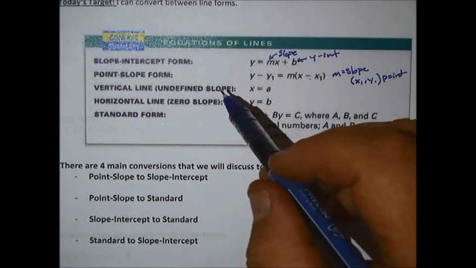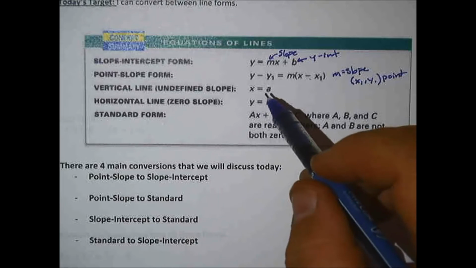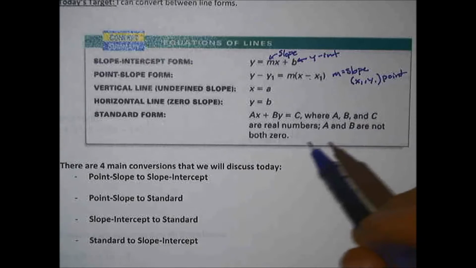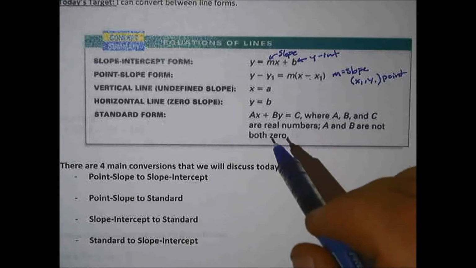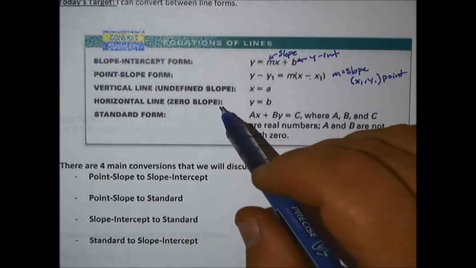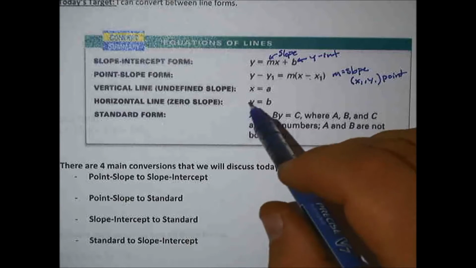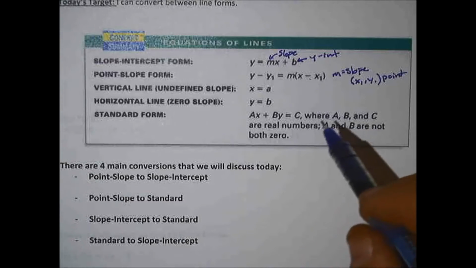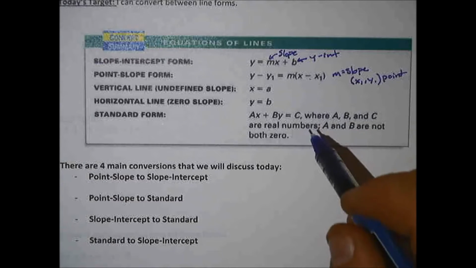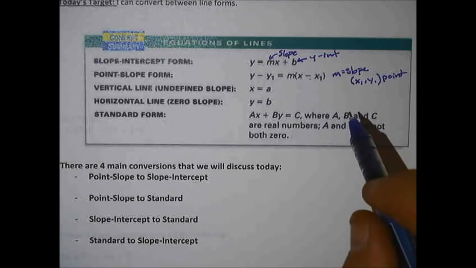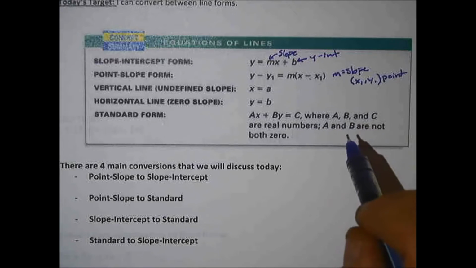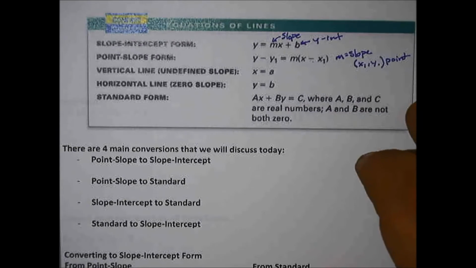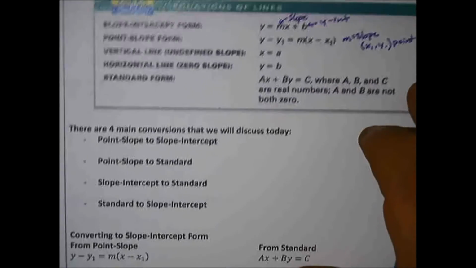If we have a vertical line, we write it as x equals a, where a is whatever number it repeats as its x value. Our horizontal line has zero slope, and we write it y equals b, where b is that constant y value. And then standard form, ax plus by equals c, where a, b, and c are real numbers, and a and b are not both zero. So those are some of the line forms that we're going to use today.